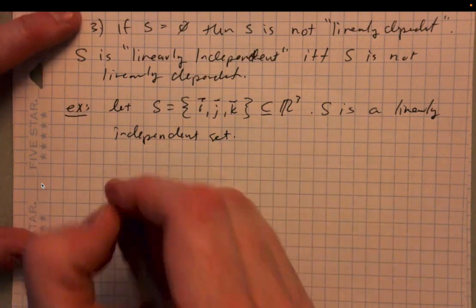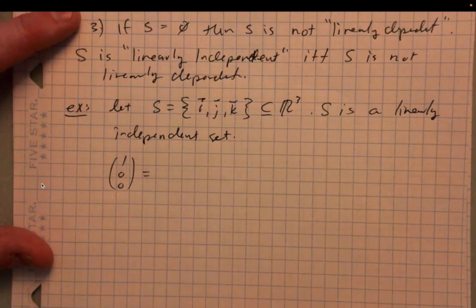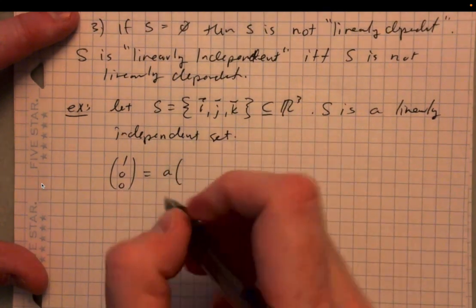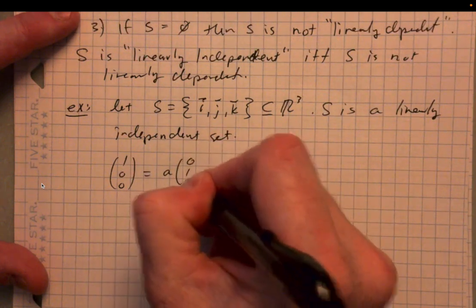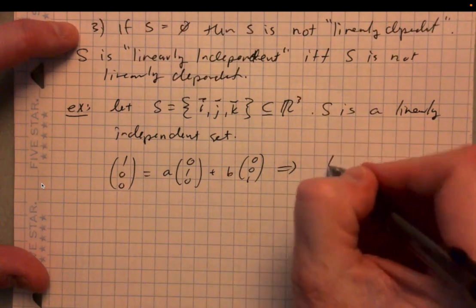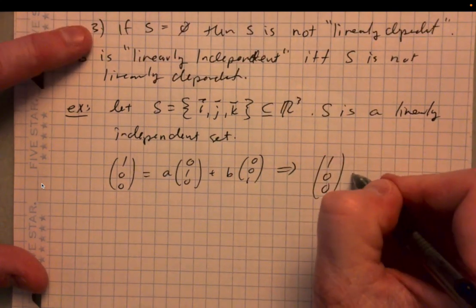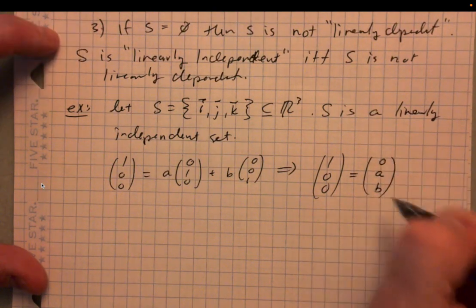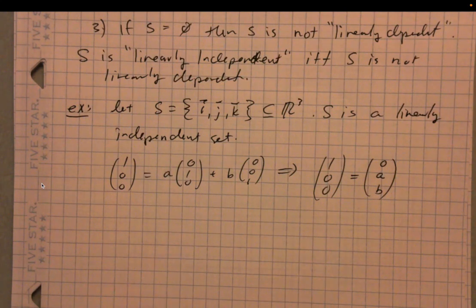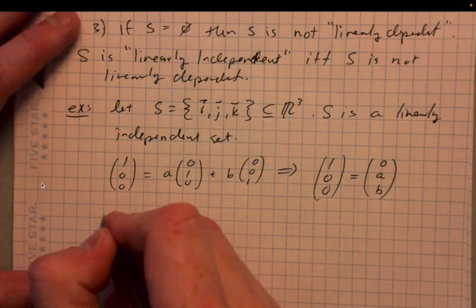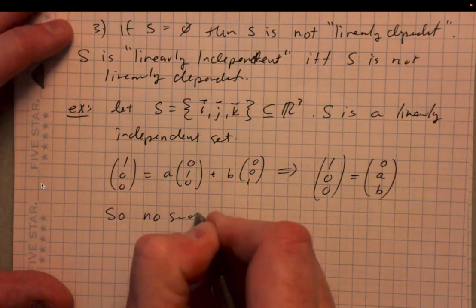If you just take one of the vectors, let's say (1, 0, 0), in order for it to be dependent we would have to find coefficients a and b such that (1, 0, 0) equals a times (0, 1, 0) plus b times (0, 0, 1). That basically means we're looking for some vector of the form (0, a, b). Clearly this is never going to work out; these two are not compatible. So no such a and b exist.